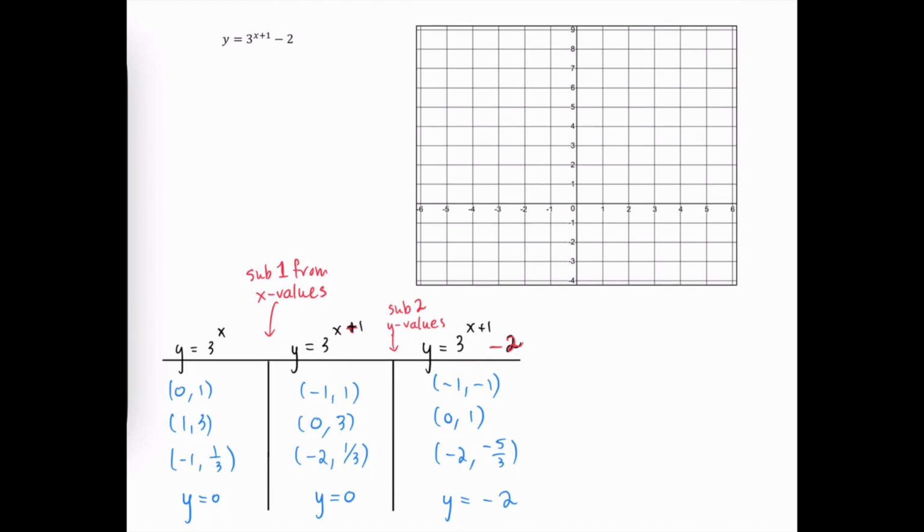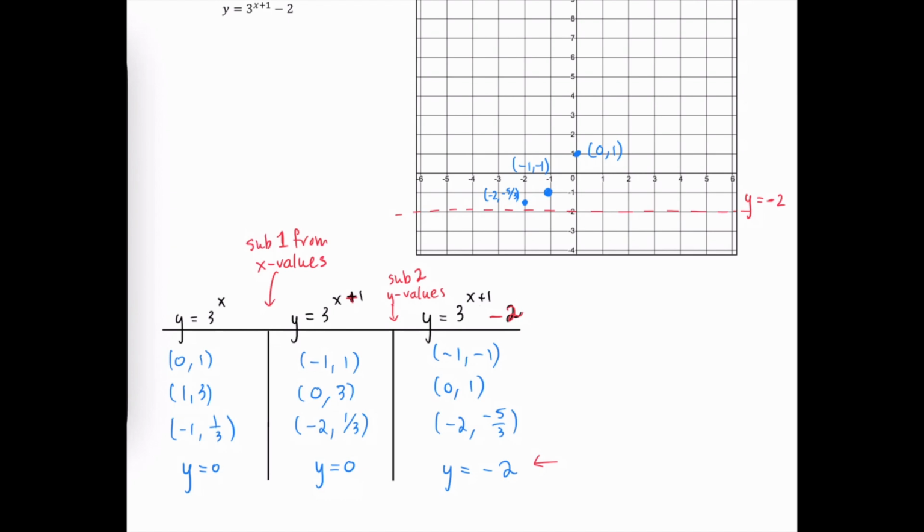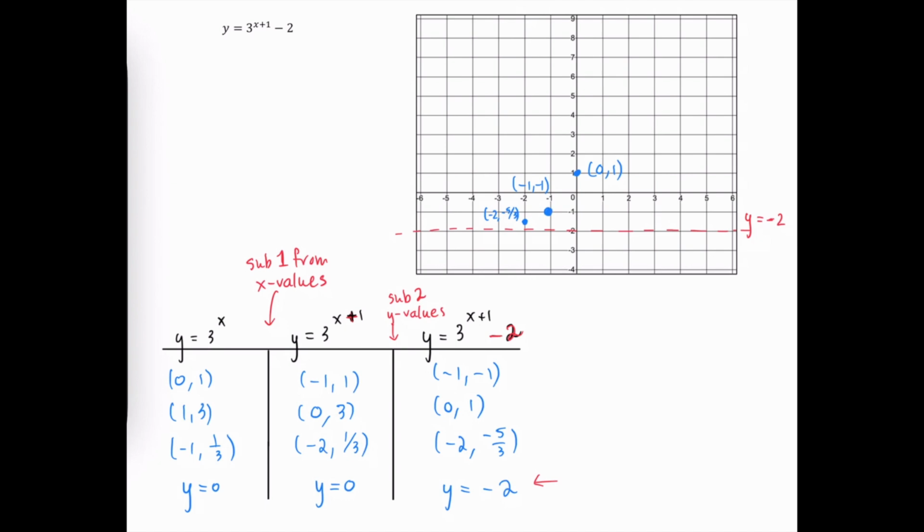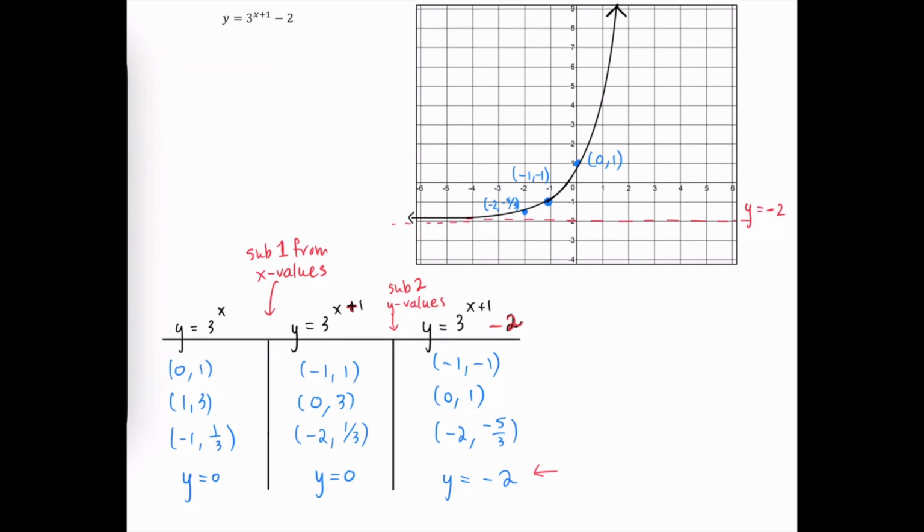So let's put all this together and create our graph. We'll start with the horizontal asymptote, y is equal to negative 2. And let's plot our points of interest. We have (-1, 0), (0, 1), and (-2, -5/3), which is almost negative 2. And let's now connect these dots with an increasing exponential function that is approaching the horizontal asymptote, y is equal to negative 2, but not actually arriving there.